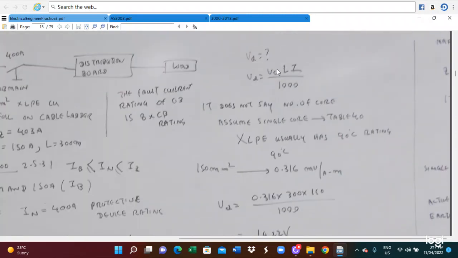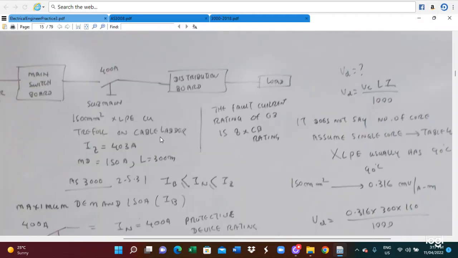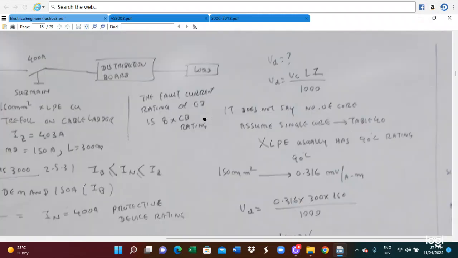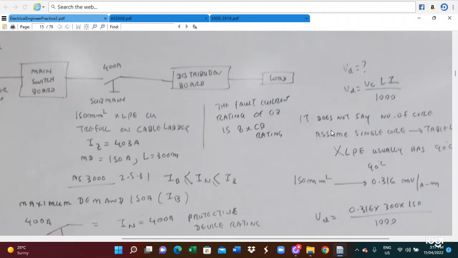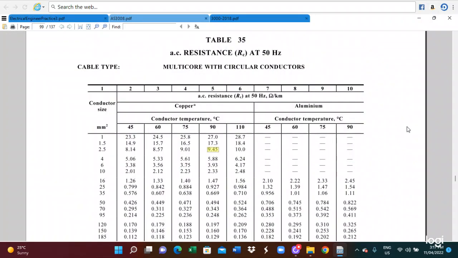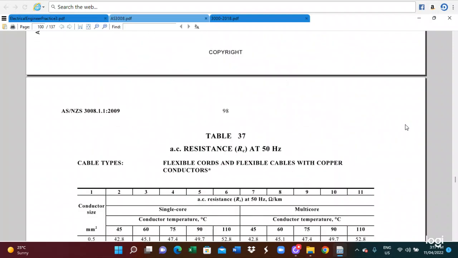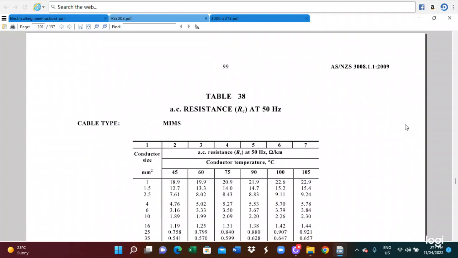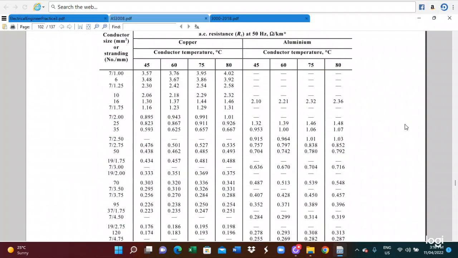And we also need to calculate the voltage drop. Voltage drop is calculated as VC times I times L divided by 1000. It does not say the number of cores, so we have to assume single core cable. Cable table 40 has to be utilized. The cross-sectional area of the cable is 100 millimeter square, temperature 90 degrees centigrade. So therefore, table 40 of the ES3008 has to be utilized. So this is how we find out the cable table 40, table 40 of the ES3008.